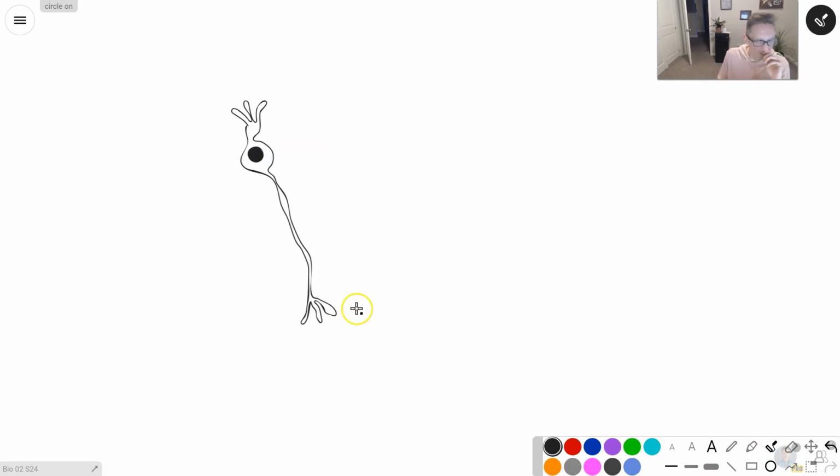Boom. All right. So down here we got something called the axon. This is the axon. And these are the dendrites. Dendrites and an axon. And the signal comes in here. We're going to get into all these details later in the semester. Just give you a little overview here. Signal comes in. Signal goes out.